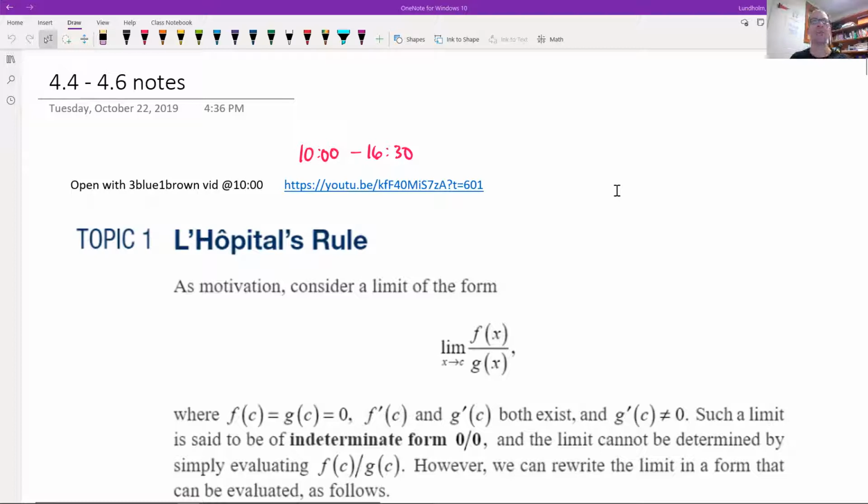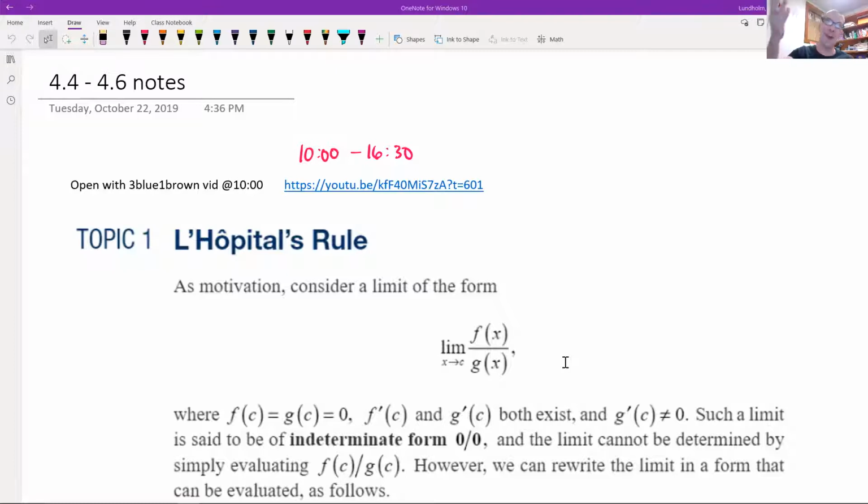We're going to talk about L'Hopital's rule. Take a look at this. We've got limits again. And you might be asking, Dr. Ledmo, I thought we were done with those. Why are we doing limits again?